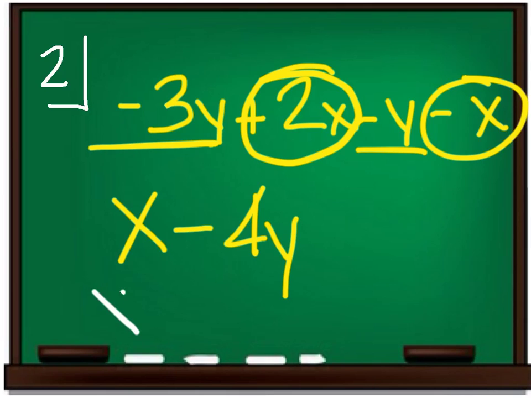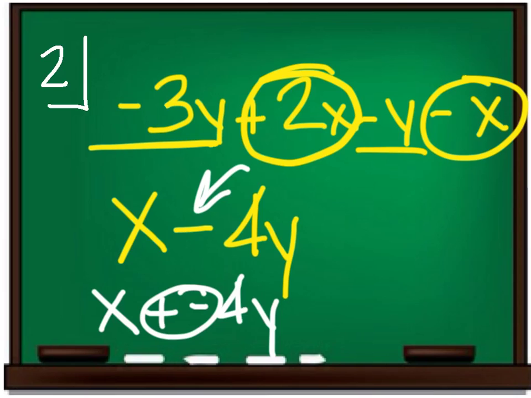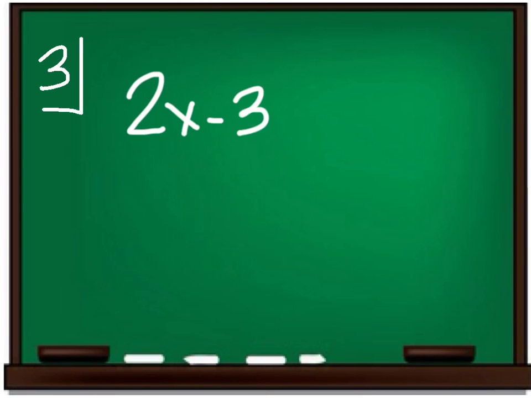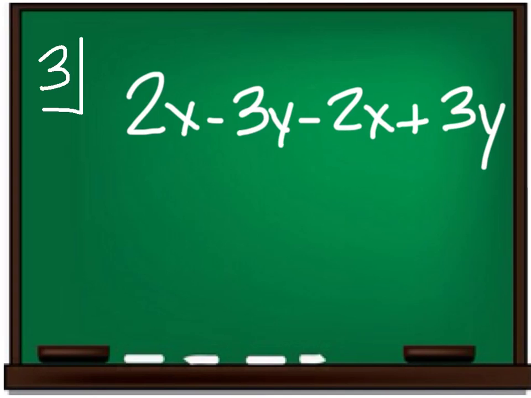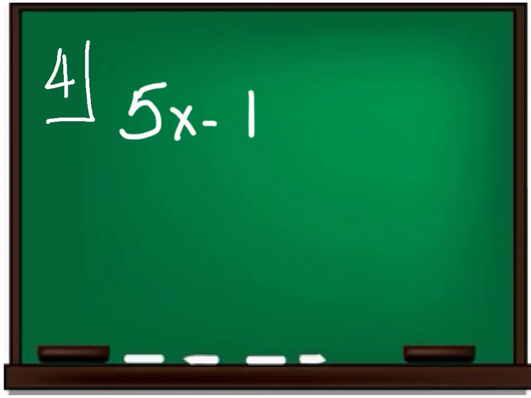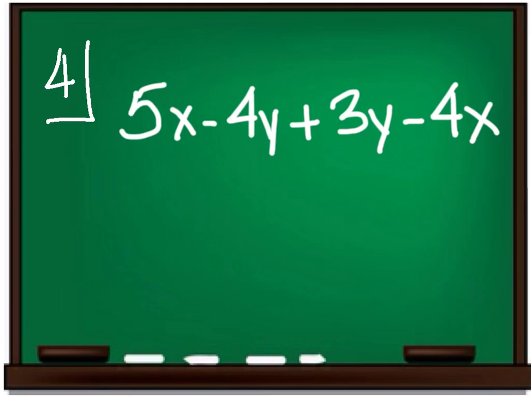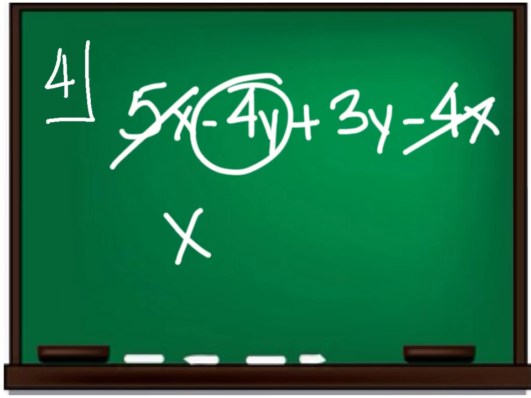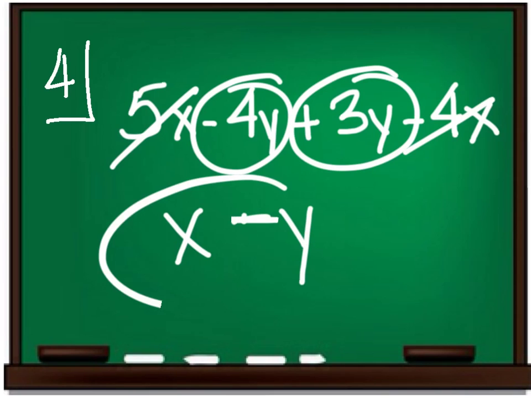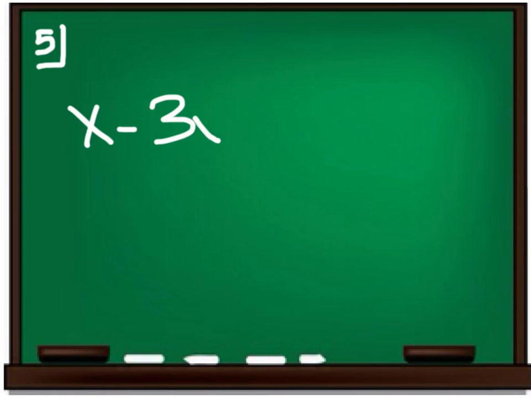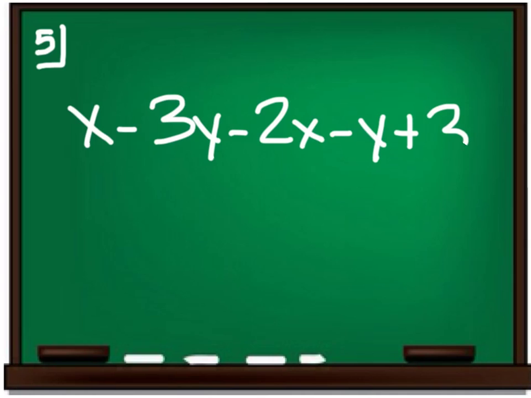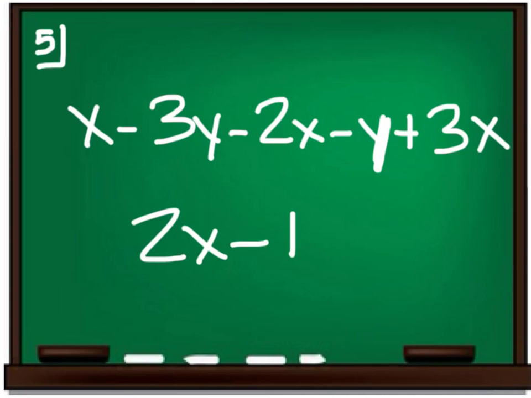Don't put anything in there such as x plus a negative 4y. You just put minus. Answer on this one is 0. Five x minus 4x is x, and negative 4y plus 3y is negative y. Answer for number 5 is 2x minus 4y.